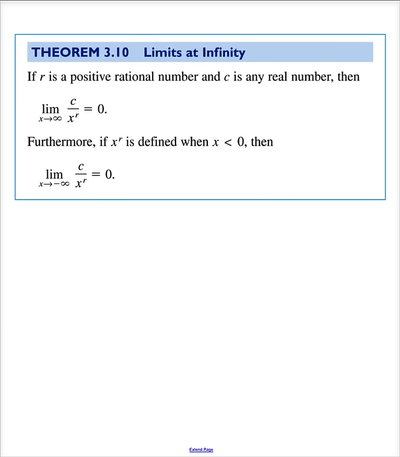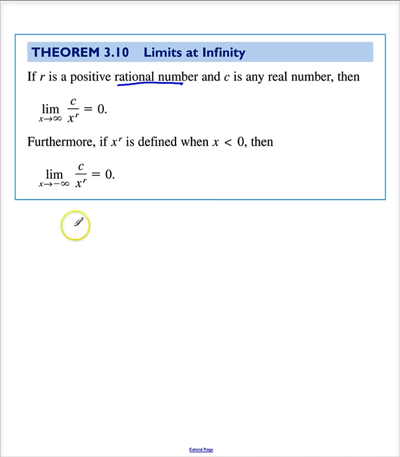Now let's look at a limit at infinity that you just want to know, and this one should make a lot of sense to you. If R is a positive rational number, and it turns out it doesn't even have to be rational, pi works here as well, and C is any real number, then the limit as x goes to infinity of C over x to the R is 0.